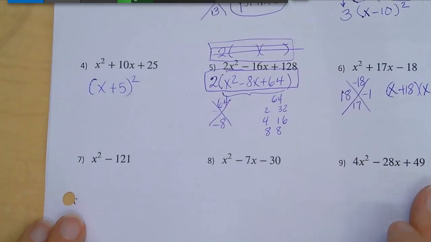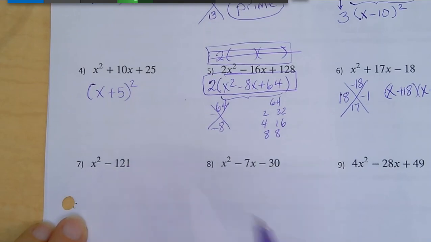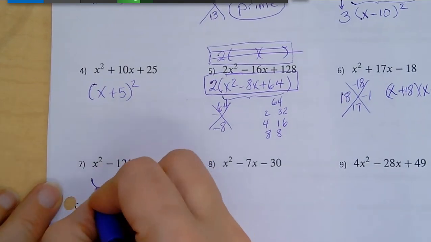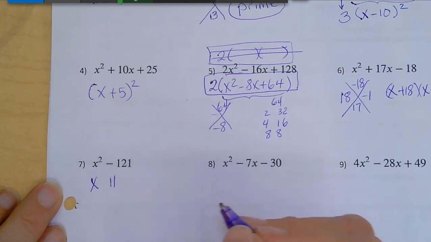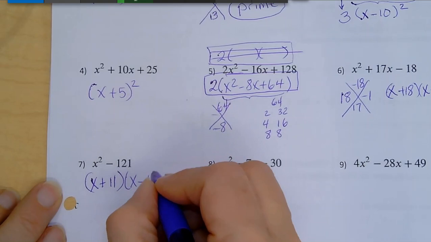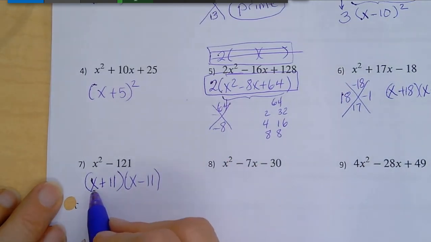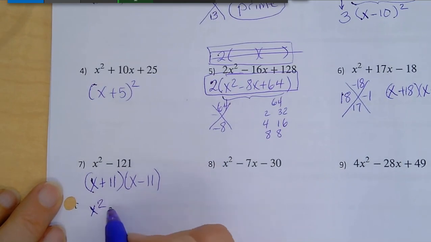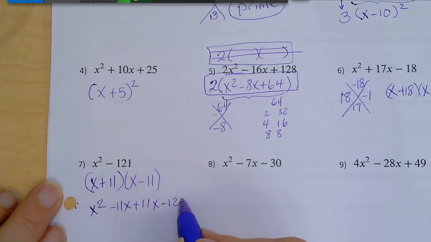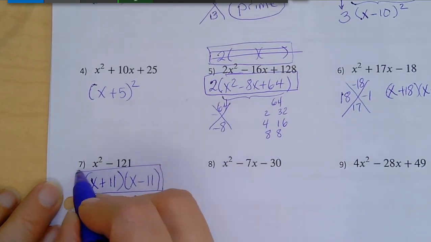Okay, x squared minus 121. Well, it's a binomial, and I notice that I have perfect squares, and that is a difference. I'm going to take the square root of the first term and the square root of the second term. x plus 11 times x minus 11. I need to do something to cancel out those middle terms. So let's just double check. x times x is x squared. Outer is negative 11x, and inner is positive 11x, and last is negative 121. Those cancel, and so I get back to x squared minus 121, so that worked. Okay, this is my answer.